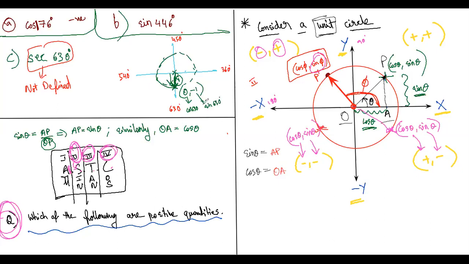Okay. So if cos 630 is 0, then secant 630 will not be defined. Isn't it? Yes, sir. That is how you do it. I think now all of you got a little hold of how things are working. So now this circle will actually help you remember things in a much easier way.